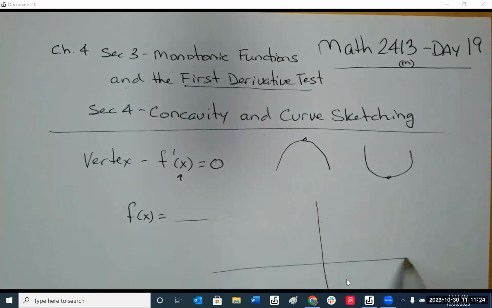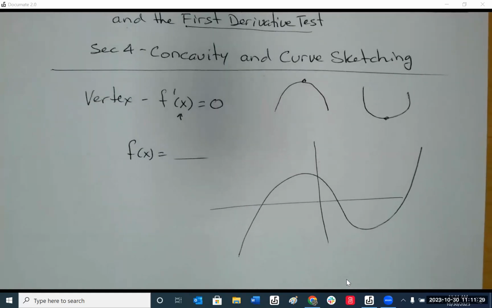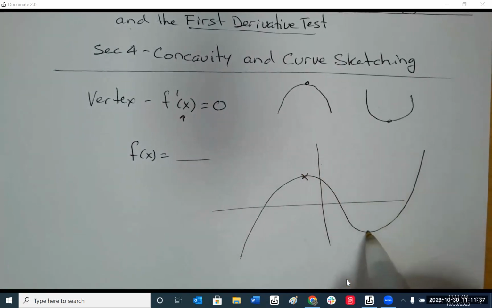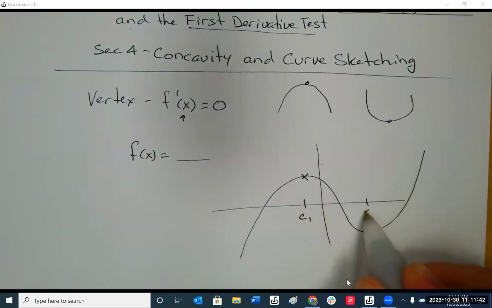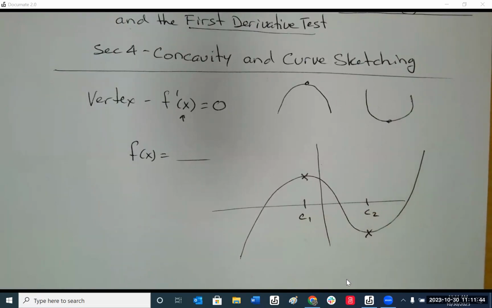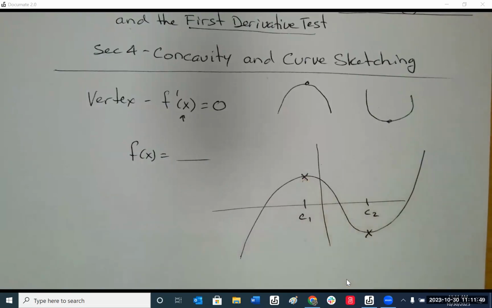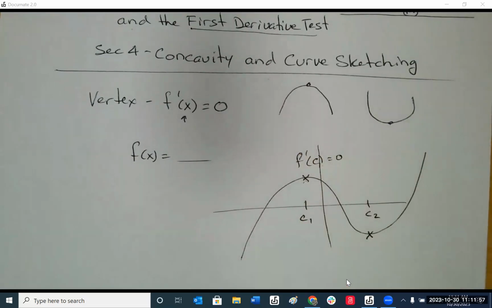So if we had a cubic function, a function that looks like this, if this is a vertex and that's a vertex, let's call them C1 and C2. How do we prove that that's a maximum? We know it's a vertex because the first derivative at C1 equals 0. How do we know it's a maxima or minima?